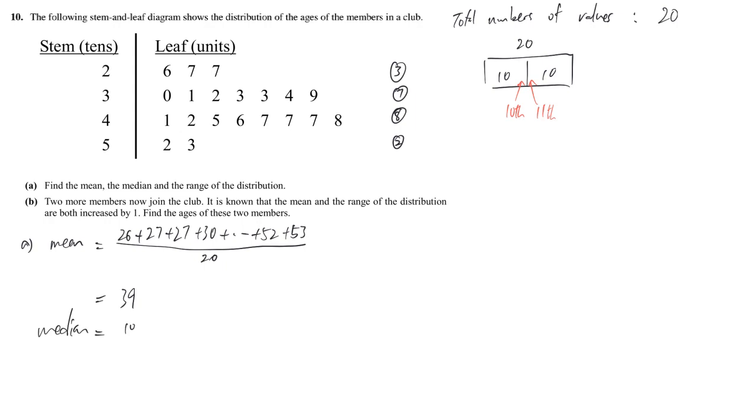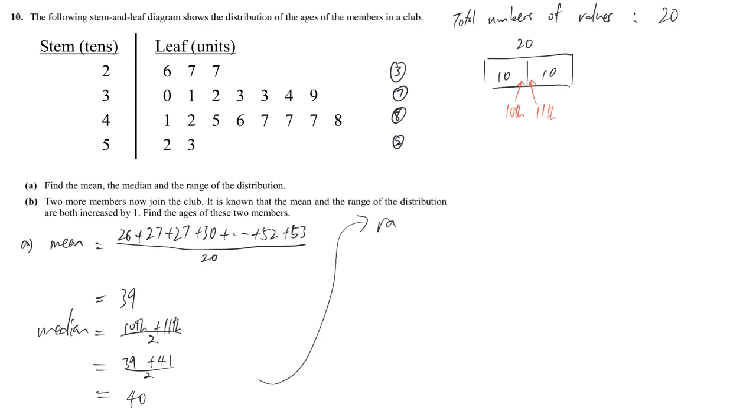Median is equal to the 10th data together with the 11th data, and then divide by 2. We are going to count 1, 2, 3, 4, 5, 6, 7, 8, 9, 10. This is the 10th data. This is the next one, 11th. So we are talking about 39 plus 41 divided by 2, which is 40.